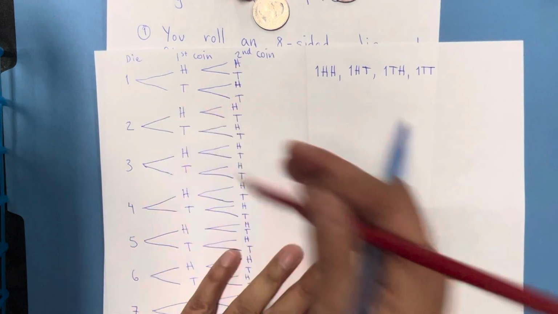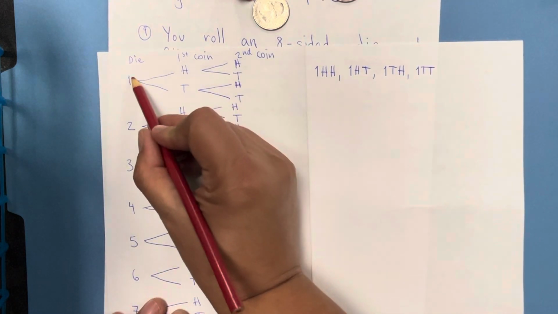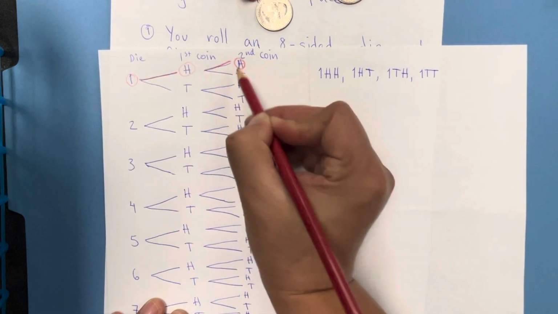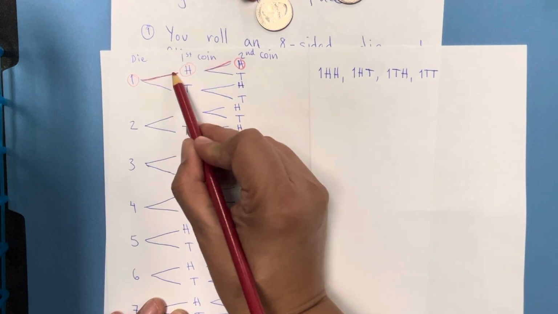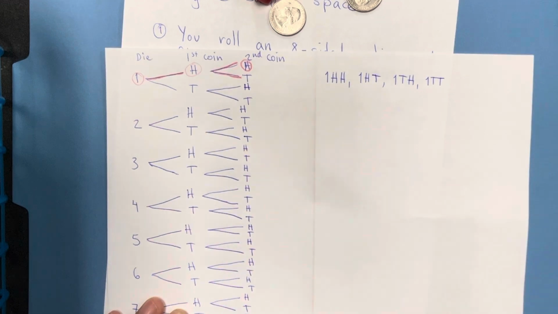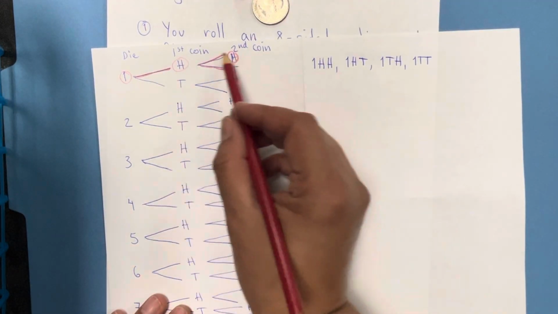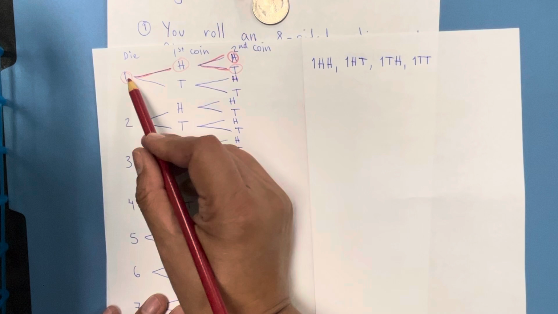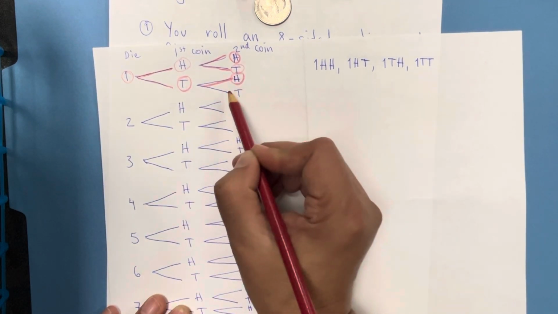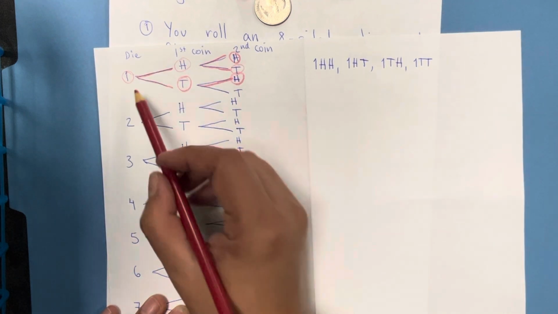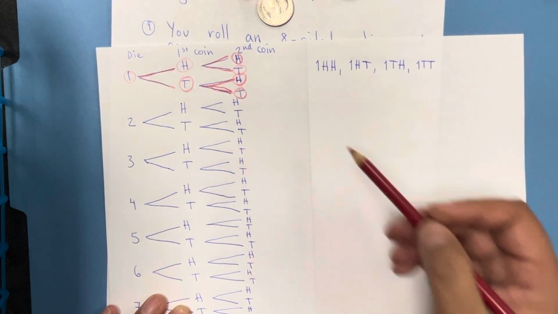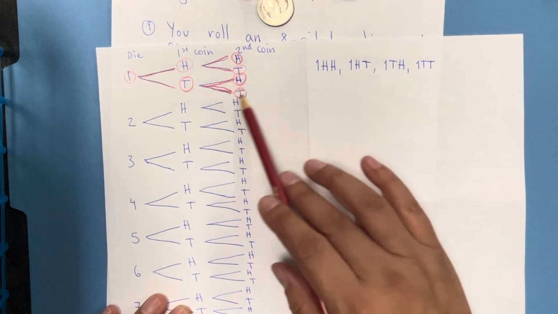Some people who are very visual, they prefer to say, okay, one heads, heads, and then they go one heads, tails. Okay, they might be coloring if they need to do that. Then we already finished with this one. Now the next one is one tails, heads. Okay, it's this one. And then one tails, tails. Okay, so for the one, we are done.